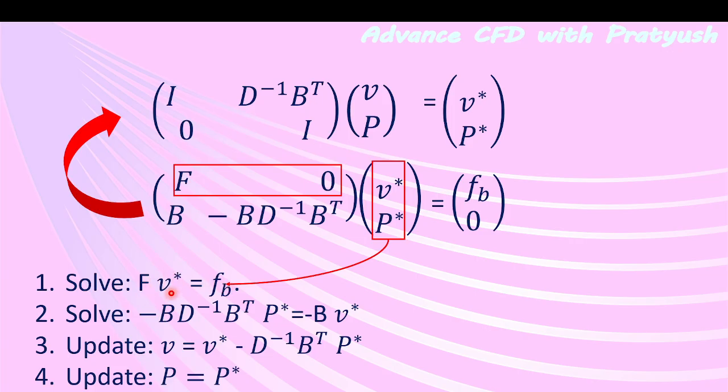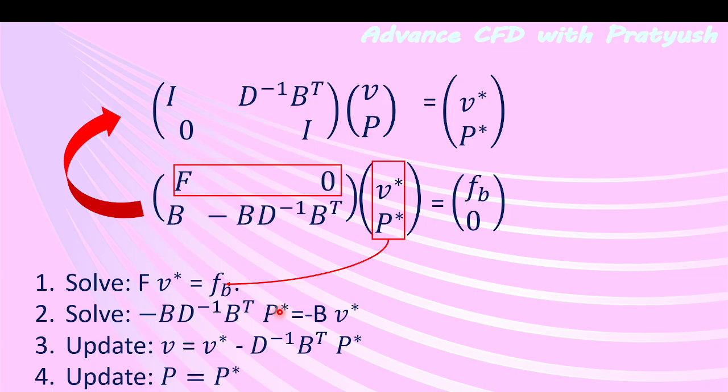So this V star follows the momentum equation but does not follow the continuity equation. And that is where we need to come up with the momentum characteristic. Now from the second step we have found the V star. Now using this V star we are finding the P star.